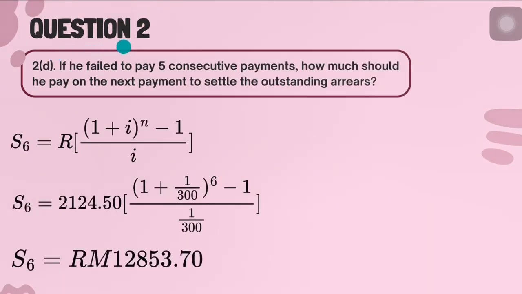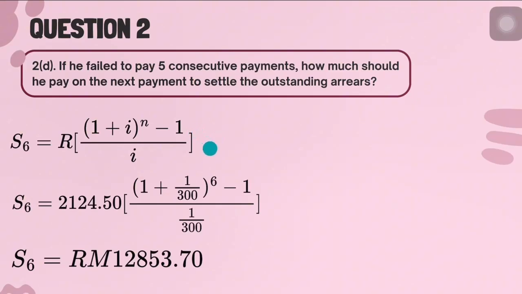2D. If he failed to pay 5 consecutive payments, how much should he pay on the next payment to settle the outstanding arrears? Based on the question, we understand that the formula that we should use is the amount of annuity at the end of investment equals periodic payment multiplied by 1 plus interest rate per interest period, and then power of term of investment minus 1, over interest rate per interest period.